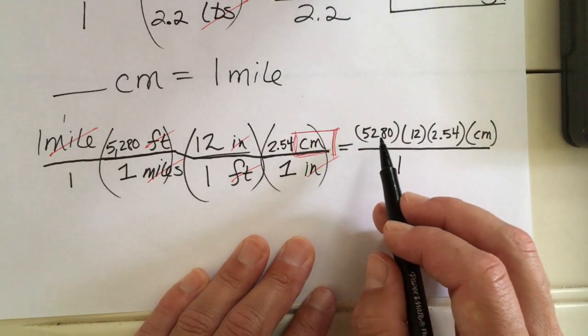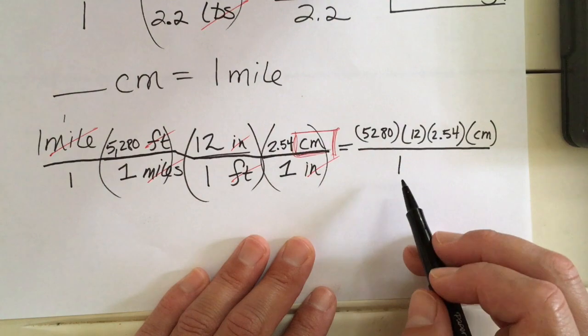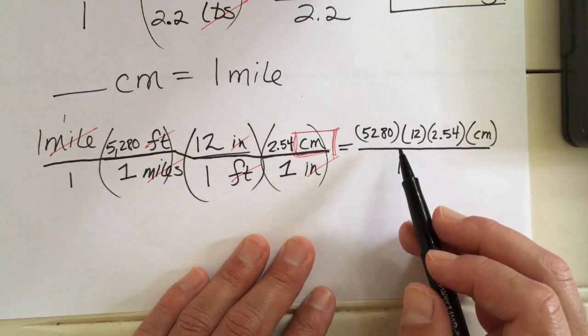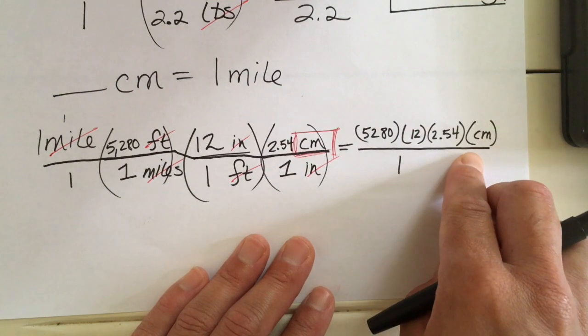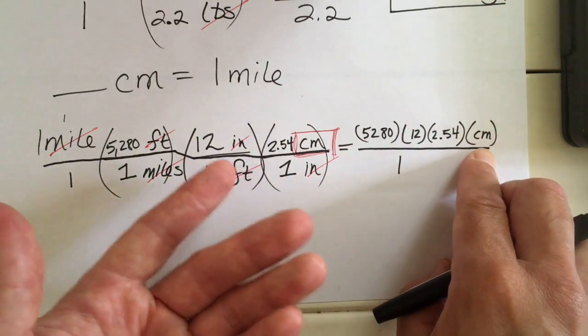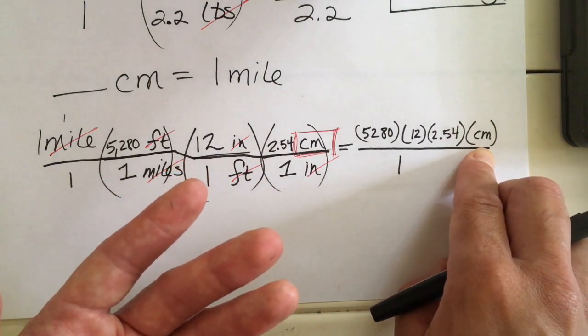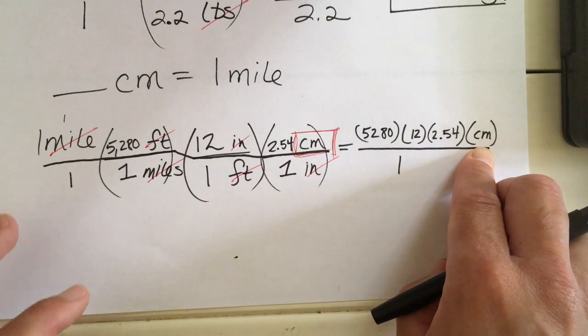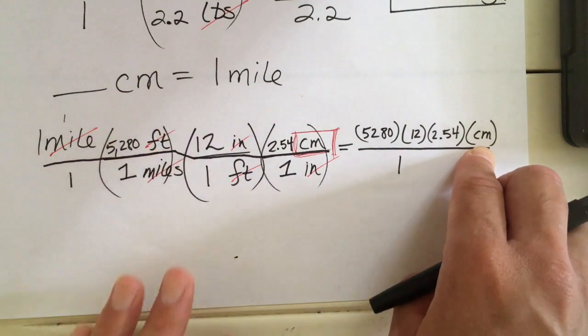All right, so now we get our calculator, multiply these 3 across, divide by 1, which is just going to be whatever this number is. Looks like it's going to be a large number, but this is centimeters. There's 100 centimeters in a meter. There's like 30.48 centimeters in a foot. So we expect there to be a lot of these in 1 mile, and there will be.